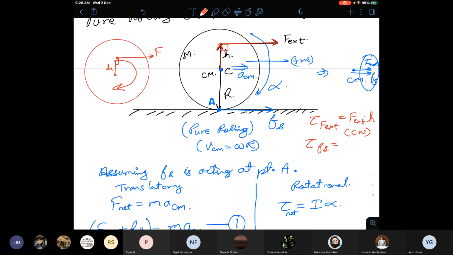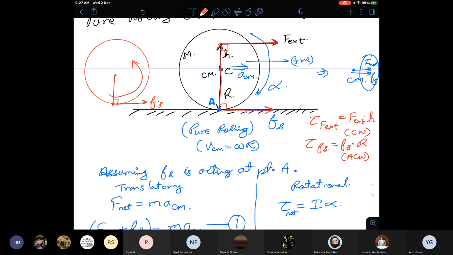Similarly for small fs, that is the friction force. The force is Fs, and the perpendicular distance is r from the center of mass. So Fs into r is the torque due to the frictional force. What about the direction? Forget any other force, just concentrate on friction. If friction is being applied like this, the tendency of the object is to rotate in the anti-clockwise direction. So this will be anti-clockwise.